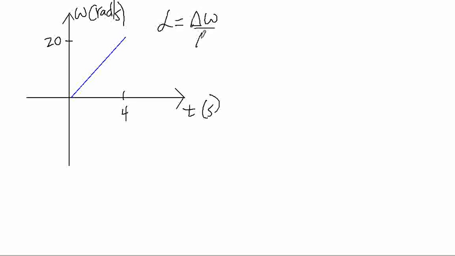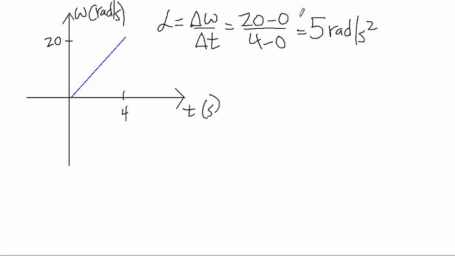So angular acceleration is the rate of change of angular velocity. So for this example it would be 20 minus 0 over 4 minus 0, or 5 radians per second squared. Okay, now notice that angular acceleration is the slope of an omega versus time graph. Okay, now let's have you do an example involving graphical information. Would you please calculate the angular acceleration that corresponds to this omega versus time graph?